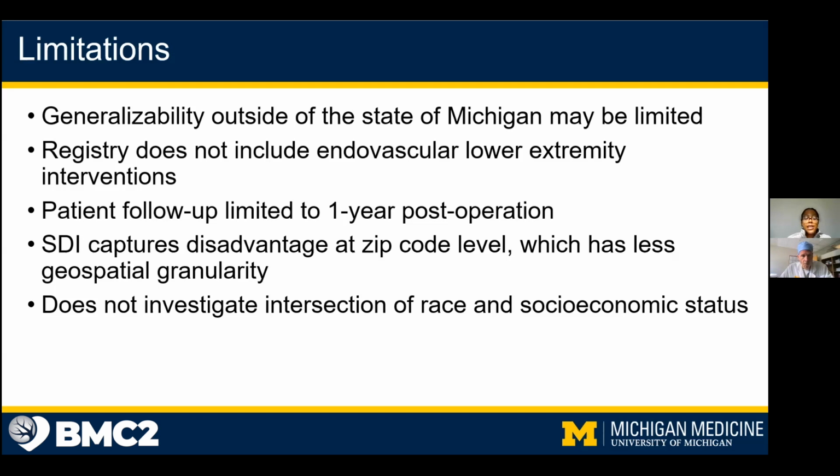And then SDI as a measure captures disadvantage at the neighborhood zip code level, but zip code information provides less geospatial granularity as compared with census tract or census block data. And then probably most importantly, though our study focused on race and socioeconomic status as separate exposure variables, we recognize that they're actually quite intersectional in very complex ways, and unfortunately tend to be synergistic. And so these negative consequences could be further exacerbated in that way.